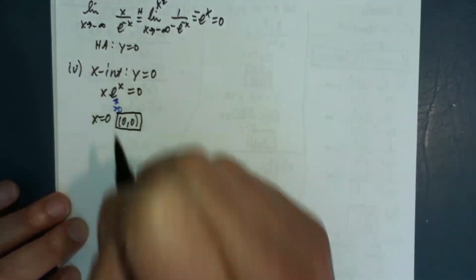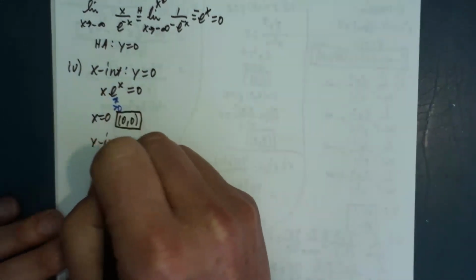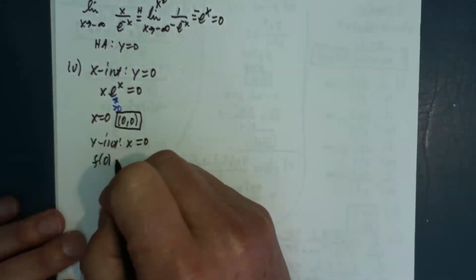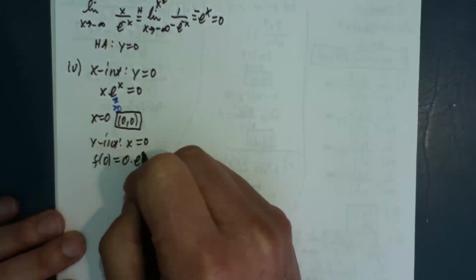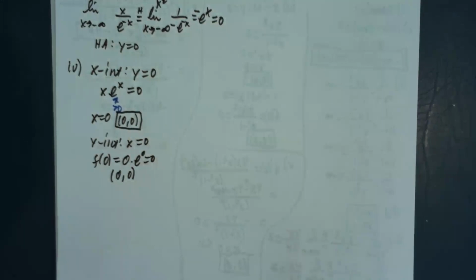Once again, that's not always the case. These two examples just happen to yield the same. The y-intercept is when x equals 0. So f of 0 is 0 times e to the 0, which is also 0, which we knew. Part 5.